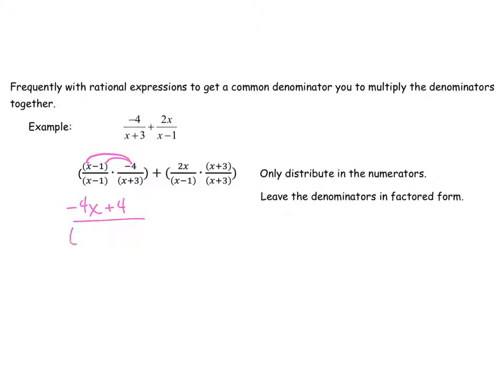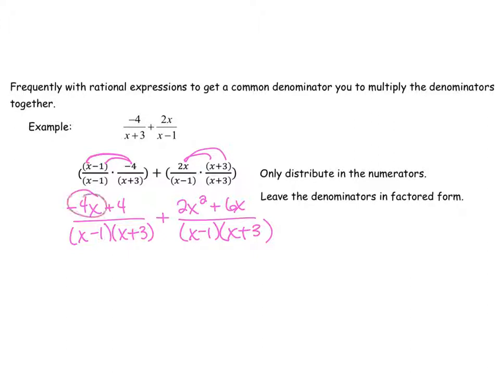Leave the bottom as x minus 1 times x plus 3 plus, and then I'm going to distribute this 2x, so 2x squared, and 6x, and x minus 1 times x plus 3. Now, I can just combine those two to be 1. I'm going to combine my like terms in this step. My only like terms are 6x and negative 4x.